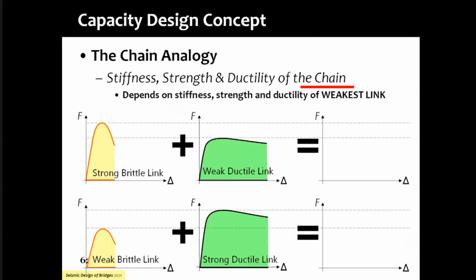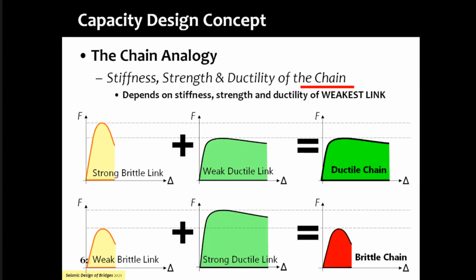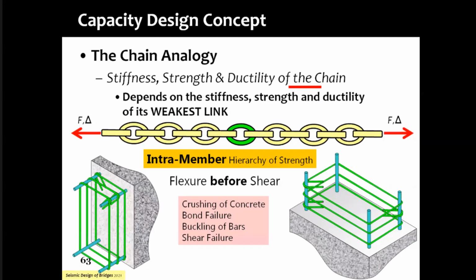So if the weakest link is strong and brittle, the final answer is going to be governed by the weak link. If the brittle item is strong, then the weak item is going to decide the behavior. If the brittle item is weak and the strong item is ductile, then you will see that the brittle item will govern. So here is where the judiciousness is, that we don't want to make our substructure brittle. We want to make it ductile.